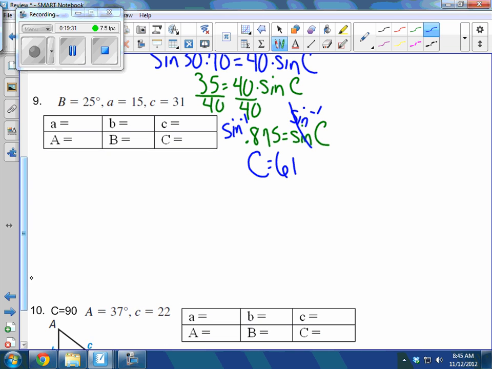First thing I'm going to do is take my information, put my stuff into the box. So I know big B, I know little a, and I know little c. Same type of problem as the last one. Since I have big B, I'm going to find little b first.